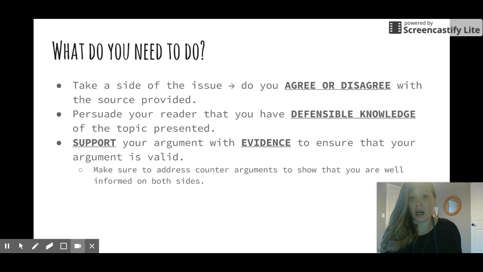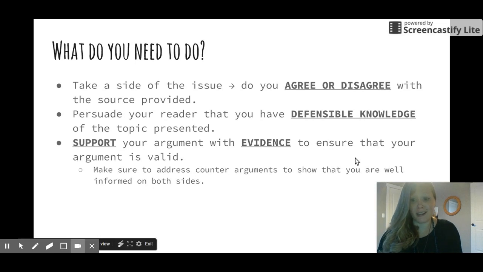Basically, you're going to be given a source and you need to take a side of the issue. Do you agree or disagree with the source provided? You need to persuade your reader that you have defensible knowledge of the topic, and that you're right by using evidence. And you need to make sure you address counter arguments, because you need to show that your argument is the best and the right one.